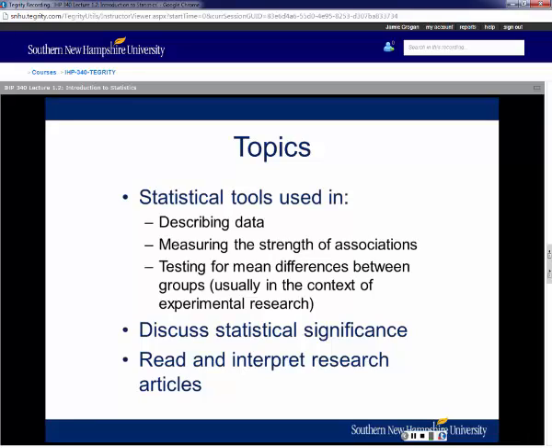So in this course, here is what we're going to be doing. We will look at statistical tools used to describe data. We will look at statistical tools used to quantify and measure the strength of relationships or associations. And we will look at statistical tools used to determine whether means are different between groups. And this is usually done in the context of experimental research. We need to go a little bit more in depth on what statistical significance is. And really a main focus of this course will be to help you start reading and interpreting research articles that are published.